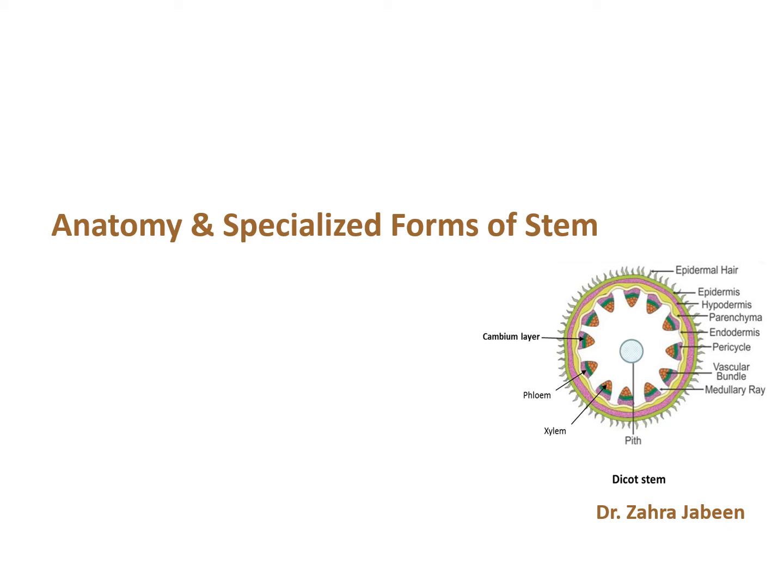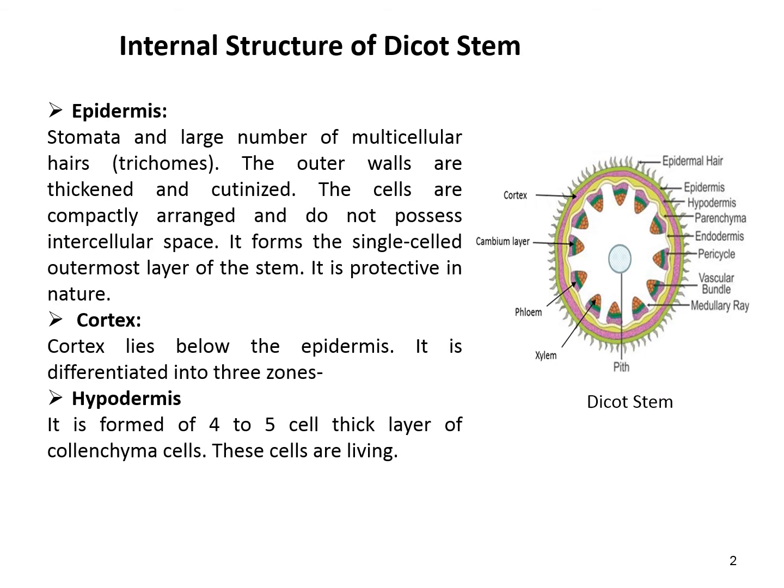In this lecture, we will discuss the anatomy and specialized forms of stem. The stem anatomy consists of three tissue systems: dermal tissue, vascular tissue, and ground tissue. So let's discuss these tissues in detail. In case of dicot stem, the dermal tissue of stem consists of epidermis layer.